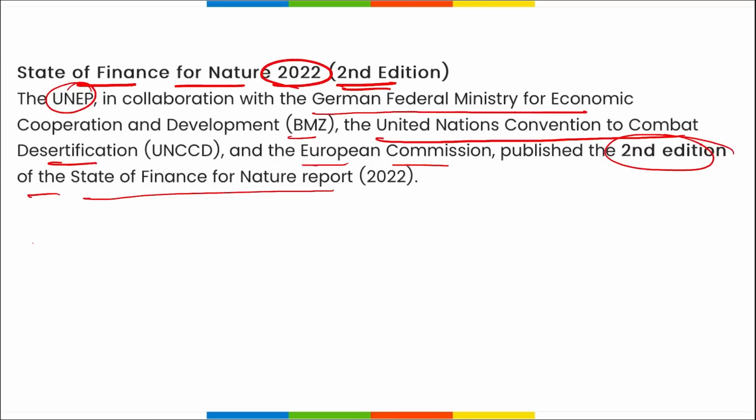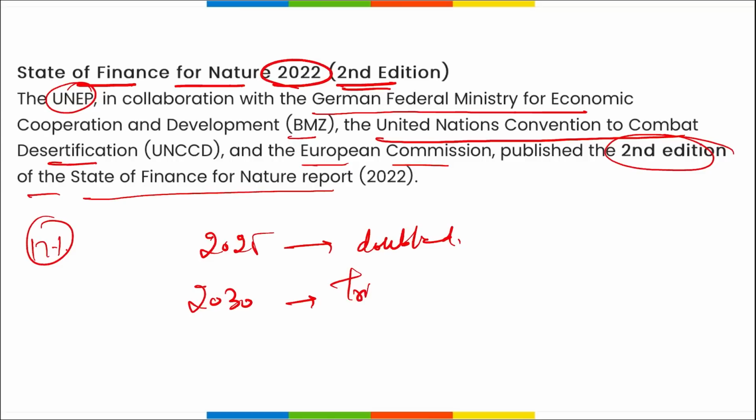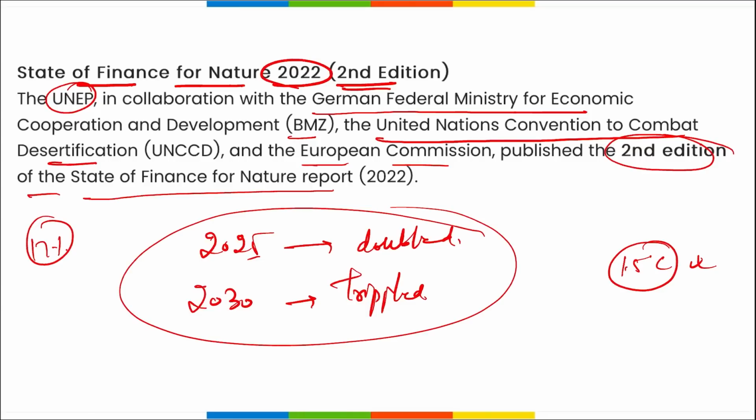NBS is nature based solution. This report stated that the private investment in nature based solutions should be more, which currently stands at only 17% and is considerably under financed. It stated that it should be doubled by the year 2025 and tripled by the year 2030 if the world is to halt biodiversity loss, limit climate change, and meet the temperature target of less than 1.5 degrees Celsius.